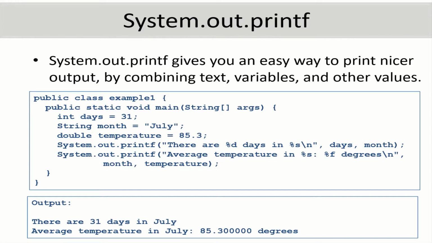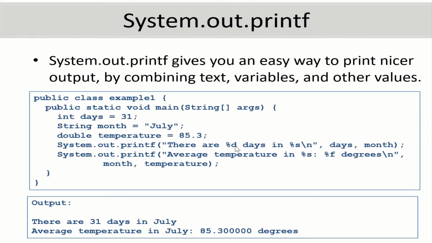We use now printf. With printf, it gives you an easy way to print nicer output by combining text, variables, and other values. Like for example, this code. In this code, we have declared three variables, that is days, month, and temperature, such that month is a string, days is an integer, and temperature is double. And we assign values to these variables: 31 for days, July for month, and 85.3 for temperature. Now, we will display these values in a formatted way.